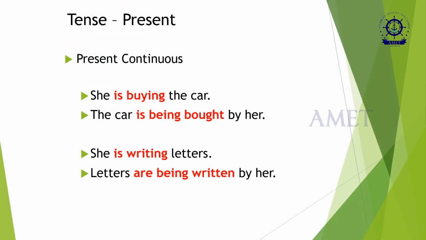See the second one, example for plural. She is writing letters. Again take the word letters. Letters again plural. So we have to use are, present tense plural. So we are using are auxiliary. Letters are being, being for progressive. Letters are being written by her.